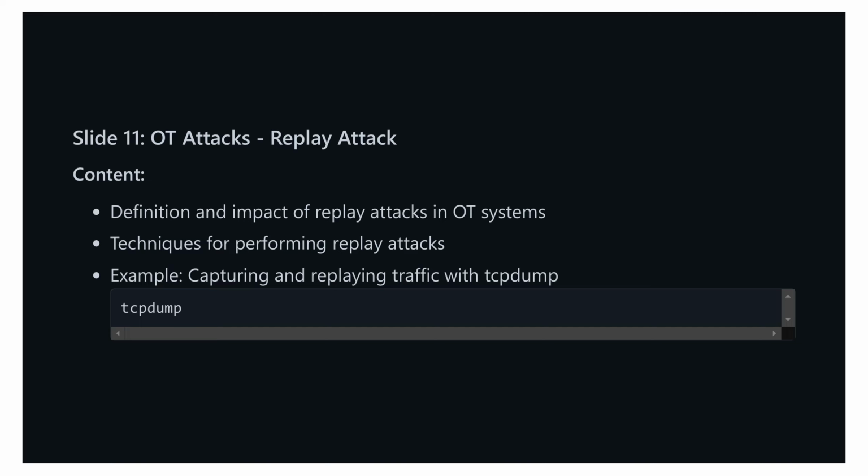Once the data has been captured, it can be replayed to impersonate a legitimate device or user, often leading to unauthorized access or control over OT systems. For example, an attacker might capture the packets of a valid command being sent to an industrial control system. By replaying this traffic, they can repeatedly send the same command without authorization, potentially leading to system malfunctions or even physical damage.